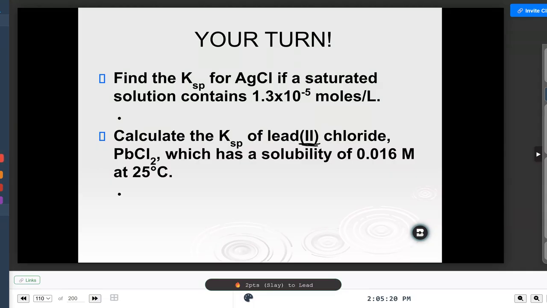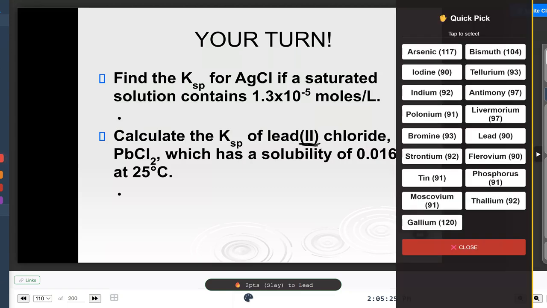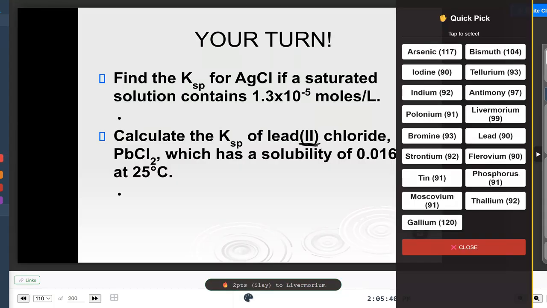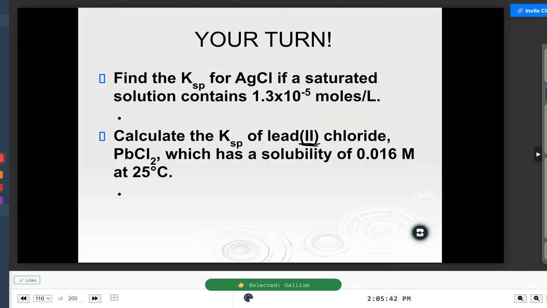Question? KSP is just a particular type of KEQ that has to do with dissolved products. And so, yeah, it is basically the same thing as K. It's a KEQ. It's just EQ for dissolved products. And that's why we use the same formula and everything. Okay. It's not a reaction, but it is a K.